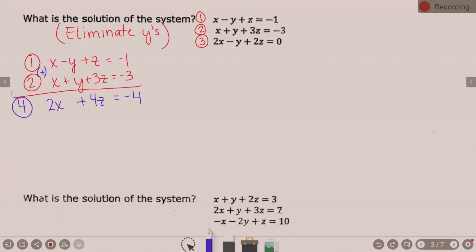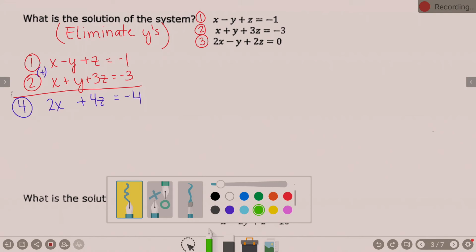Maybe you don't want to number your equations, but it's for my sanity, to help you guys get organized, because that is half the battle for these. If you can stay organized and not make careless mistakes, they're very doable. If you don't get organized or you make lots of careless mistakes, it gets frustrating. I'm going to be honest, so you have to work through that frustration.